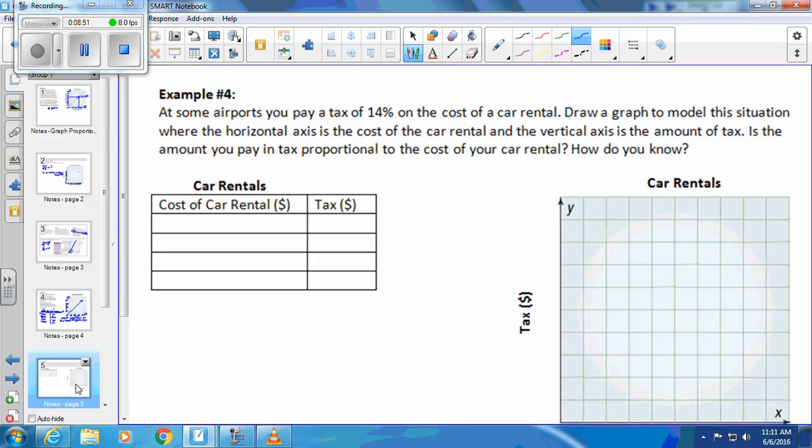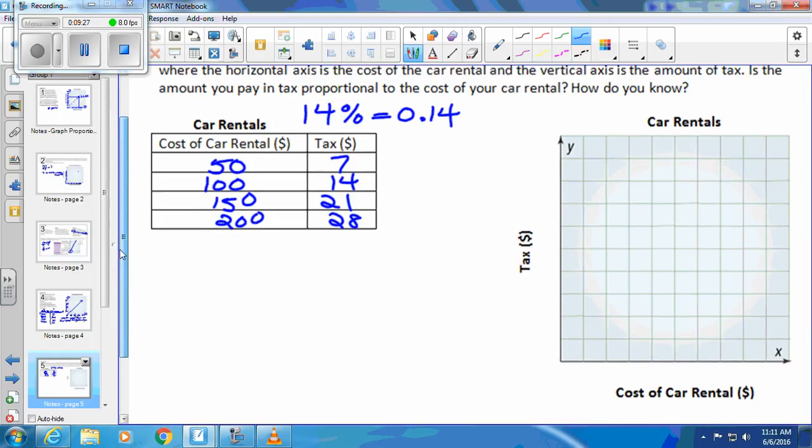Number 4 was talking about paying 14% sales tax. I already helped you by setting up a graph here. We want to remind ourselves that 14% is the same thing as 14 hundredths. So if you wanted to find 14% of a number, you would just multiply by 14 hundredths. So if the cost of the car is $50, I would have a $7 tax. If the cost of the car was 100, I would have a $14 tax, 150, 21, 200, 28. I set up my graph here.